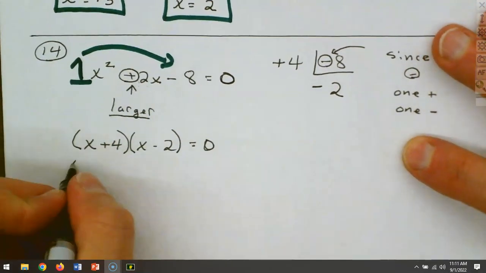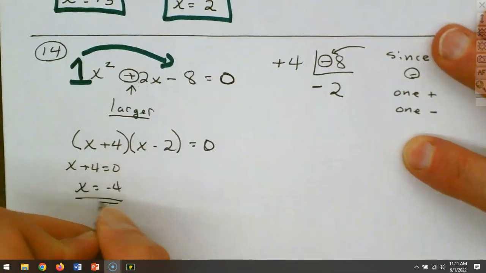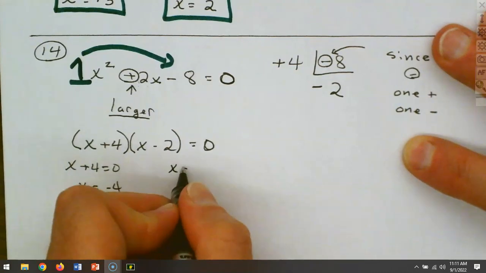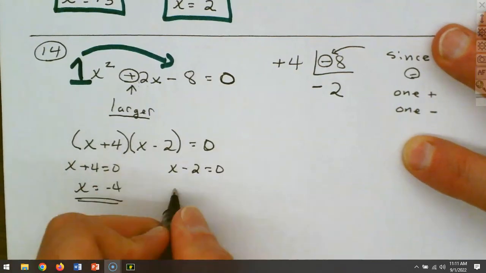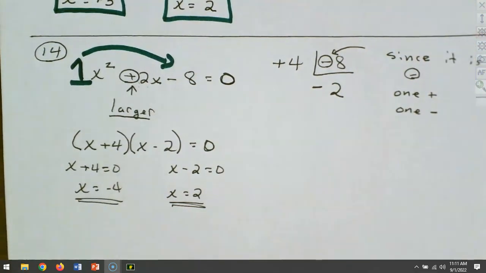And then x plus 4 equals 0. So x equals now a negative 4. And x minus 2 equals 0. So x equals 2. Those are our two solutions.